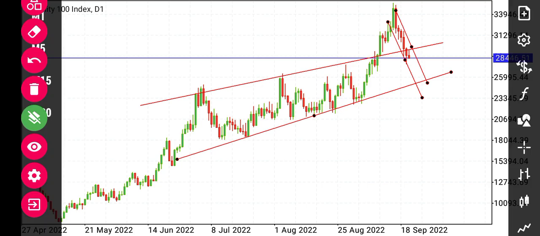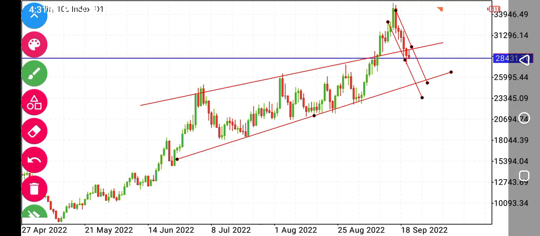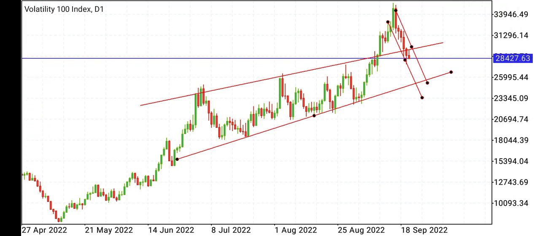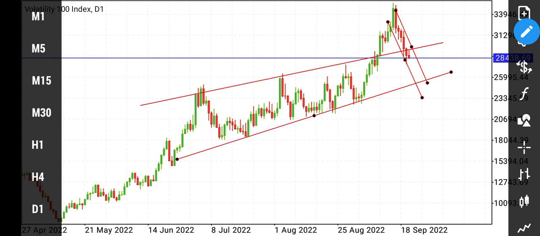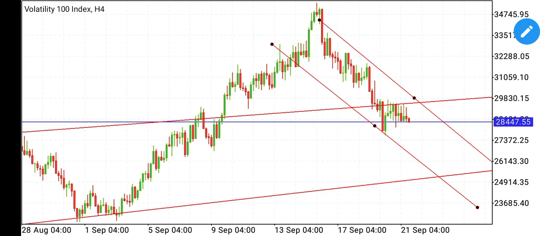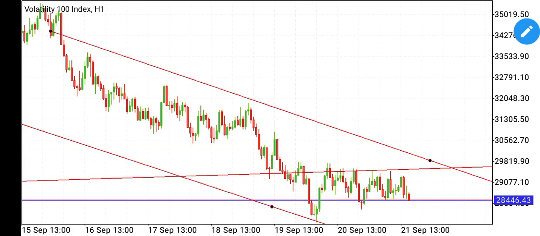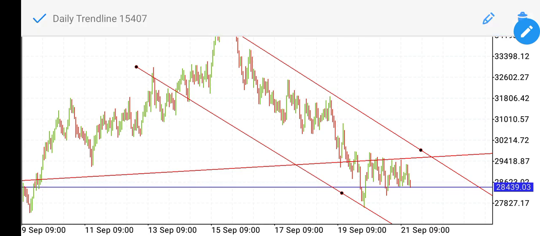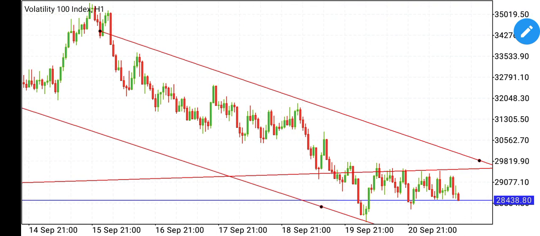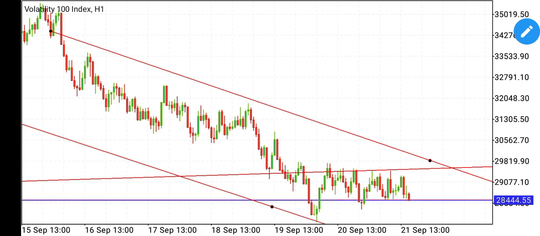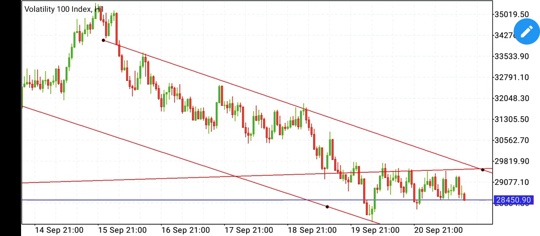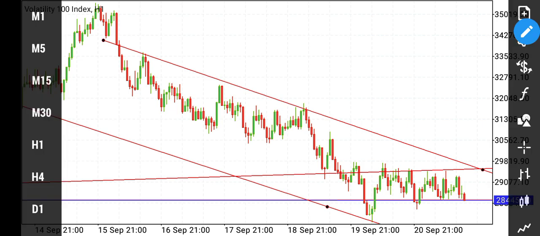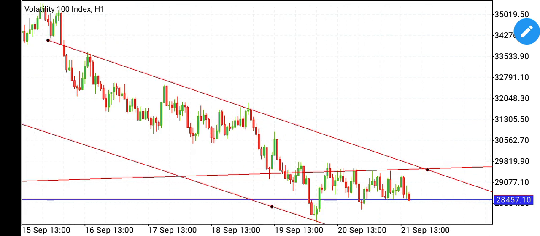So you then minimize it from the bigger time frame to the smaller time frame. Now this is the daily time frame. Let's go to the 4-hour time frame. You see where our line is hitting. Now let's go to 1 hour. So this is what is happening within our 1 hour time frame. You see, so you can then be adjusting to touch the tip of the wicks. Okay.